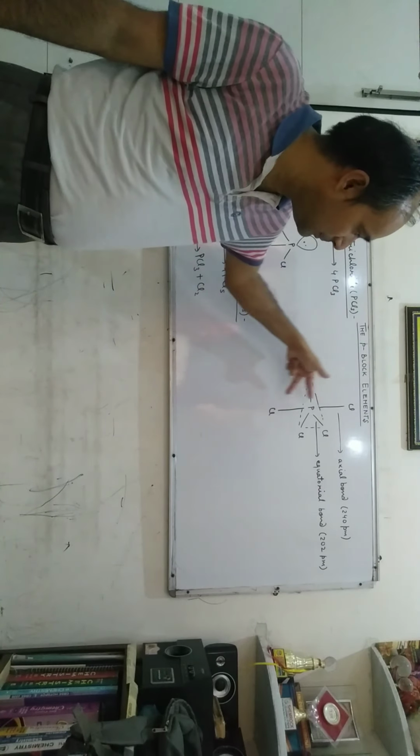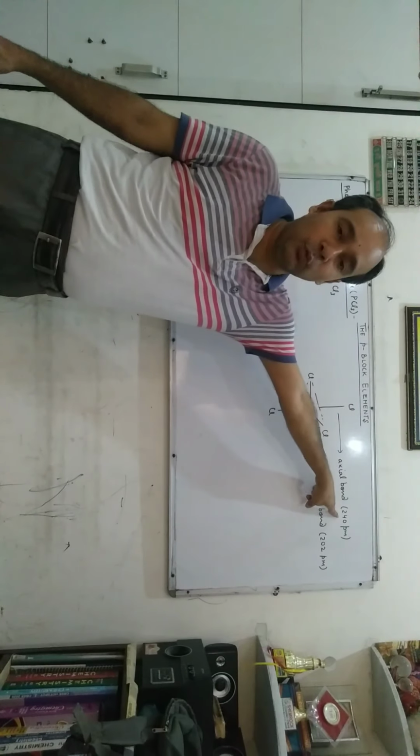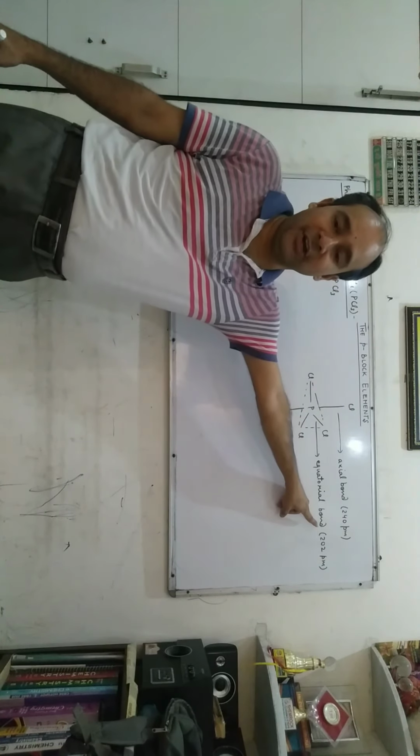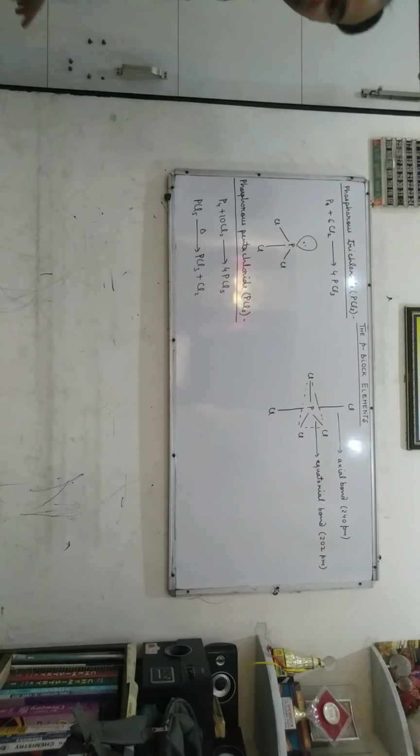There are two axial bonds in which the bond length is 240 picometers, while the three equatorial bonds have bond length 202 picometers.